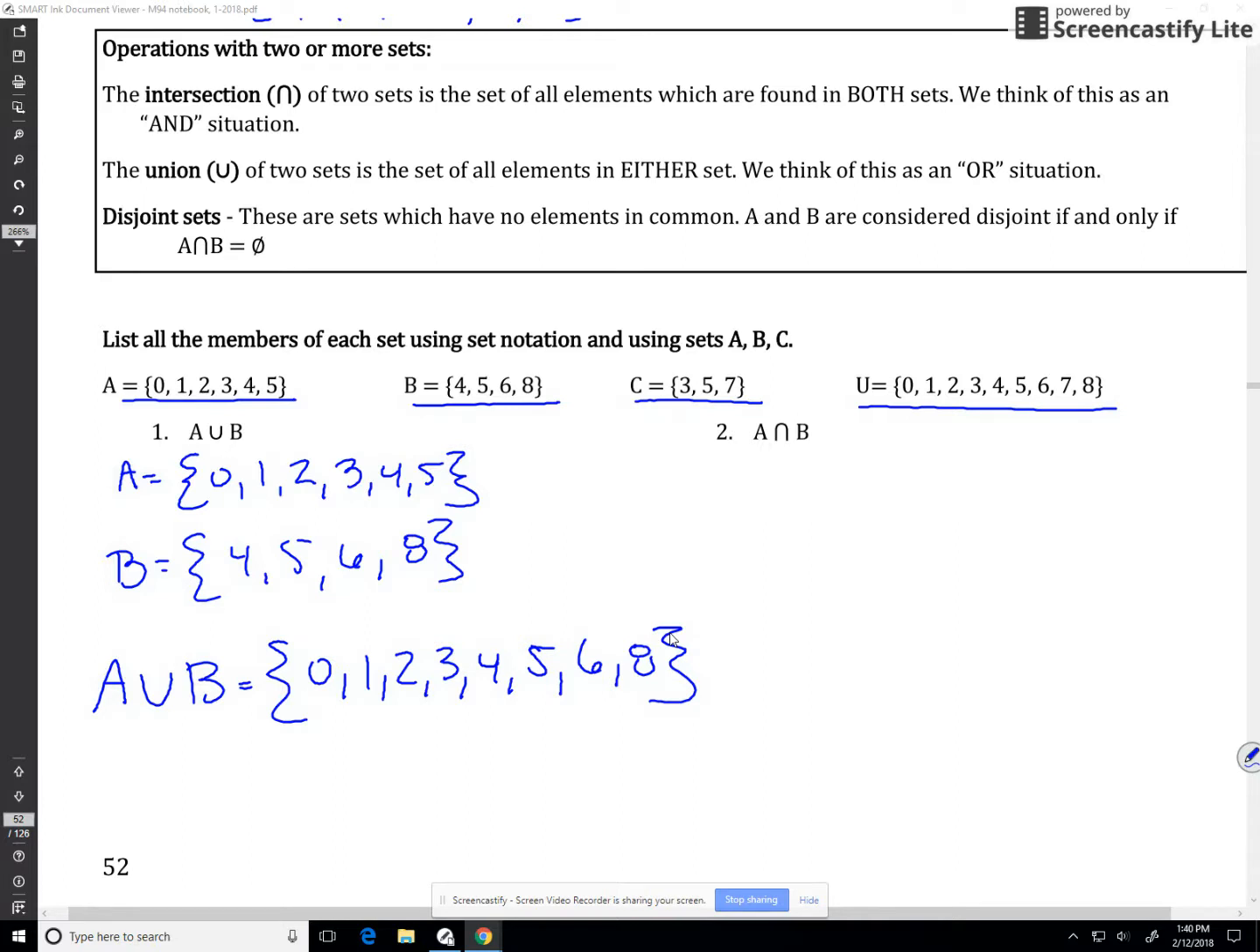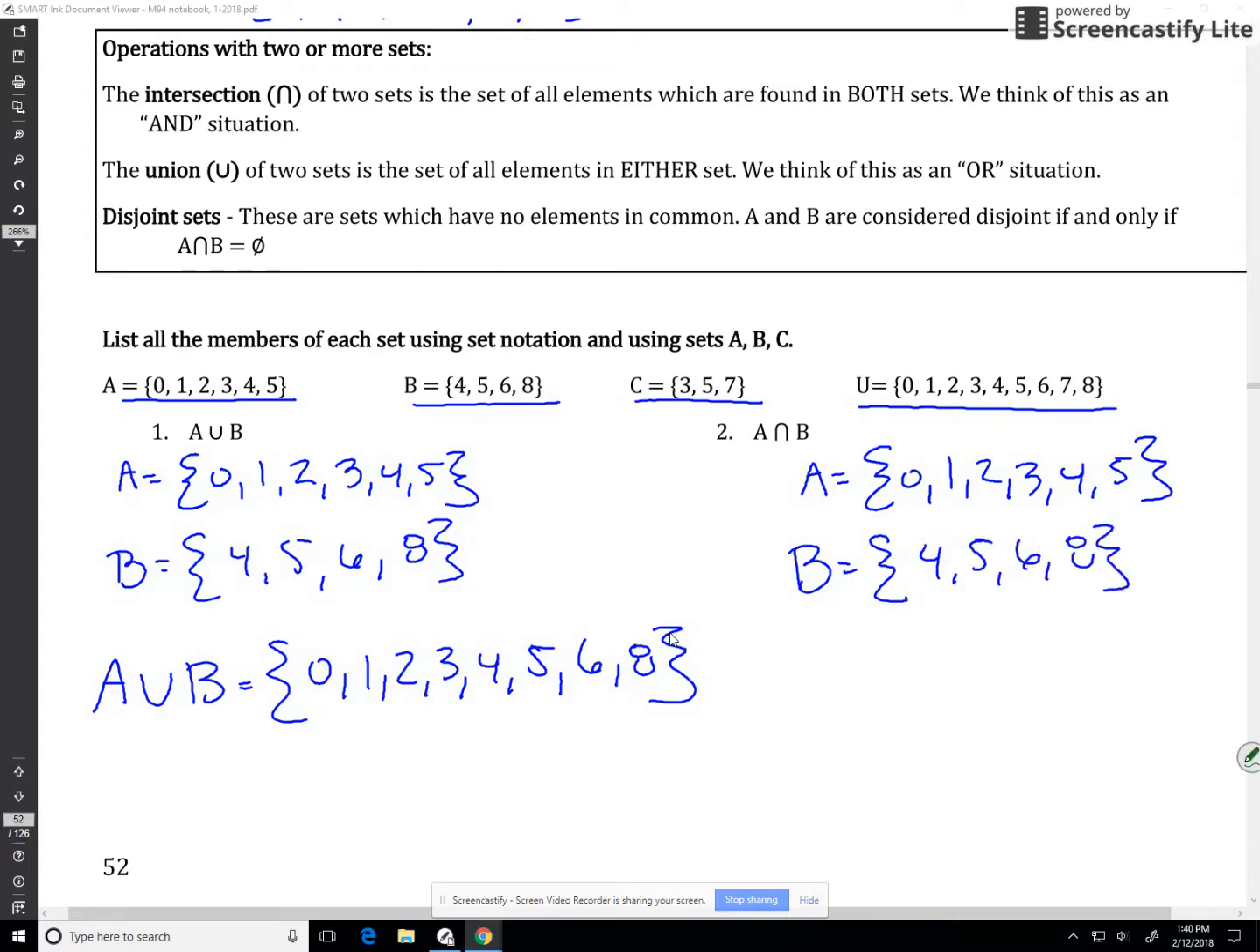Where if I'm looking at number 2, I'm looking at the intersection of two sets, and that tends to get smaller. So if I relist again A, and B, the place that they overlap or intersect is where the numbers match. You can see that I've got 4 and 5 common to both sets. So A intersect B is equal to 4 and 5.